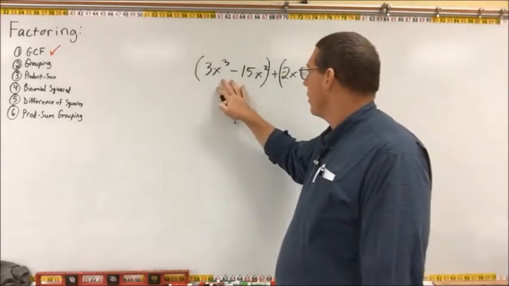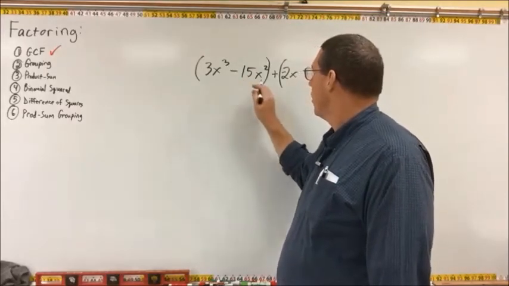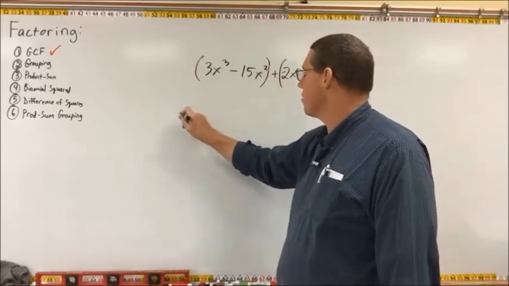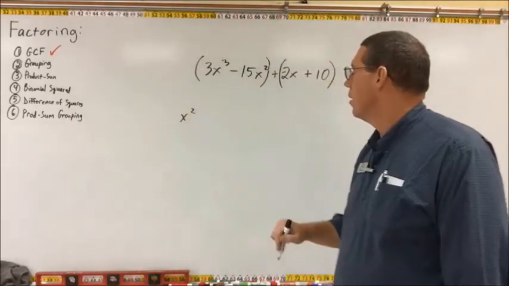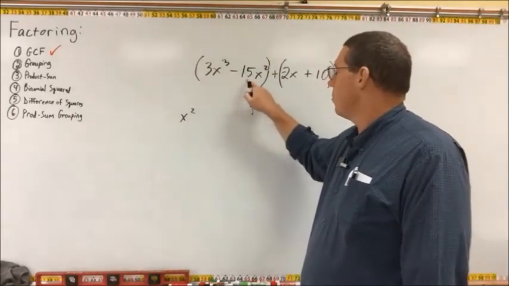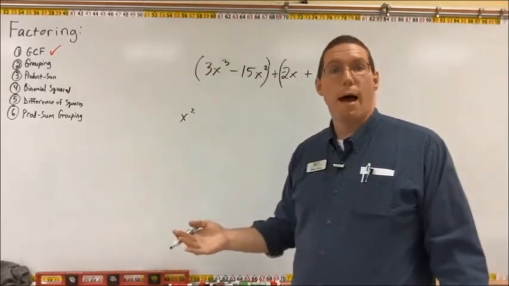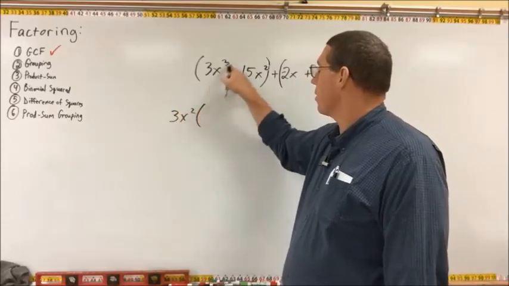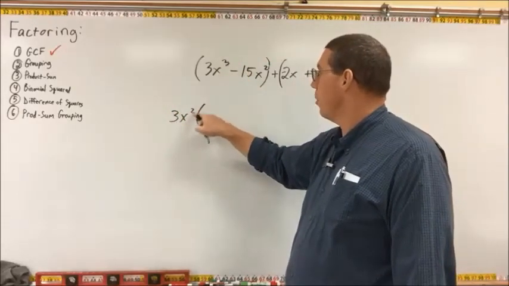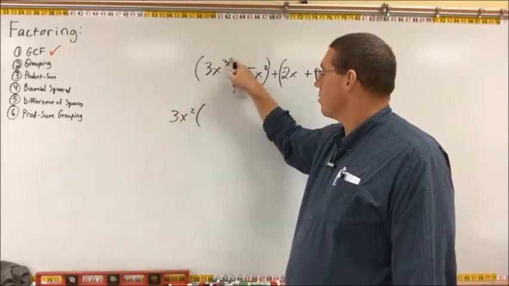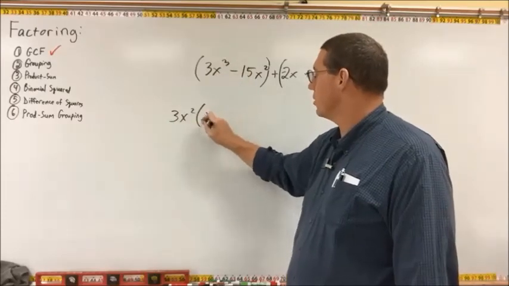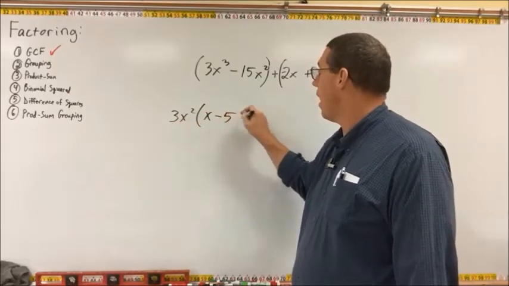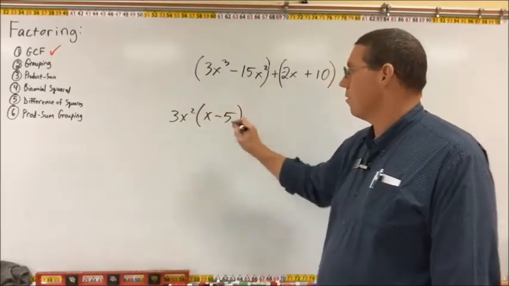Now here we're going to take out the greatest common factor. There's x's in both. The smallest number is 2 x's, so we're going to take out 2 x's. We got the number 3 and the number negative 15. Both are divisible by 3. So we'll take a 3 out. And if we do 3x to the third divided by 3x squared, the 3's cancel. X to the third divided by x squared is just x. Negative 15 divided by 3 is negative 5, and the x squares cancel.